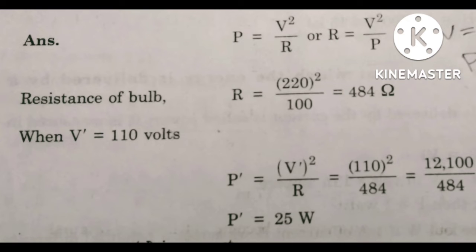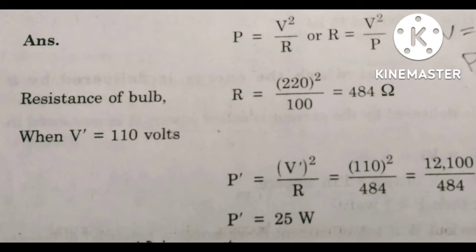And we have the equation for finding power as P equal to V square by R. And here R is not given, that is, resistance is not given. So we can rearrange this equation to get R. That is R will be equal to V square by P. And we can substitute the values of V and P here. That is R equal to 220 the whole square by 100. That will be equal to 484 ohms.